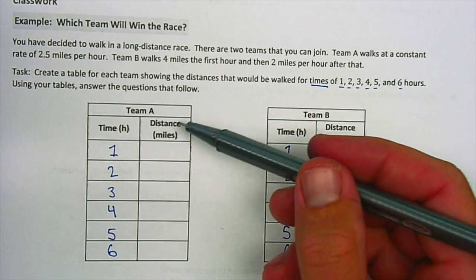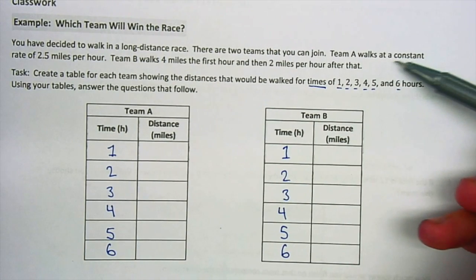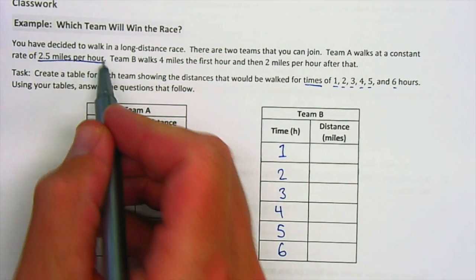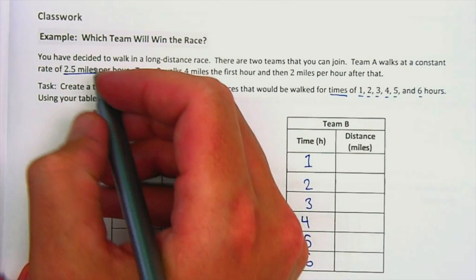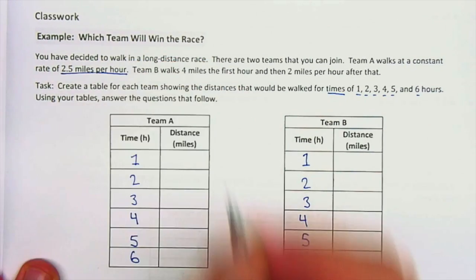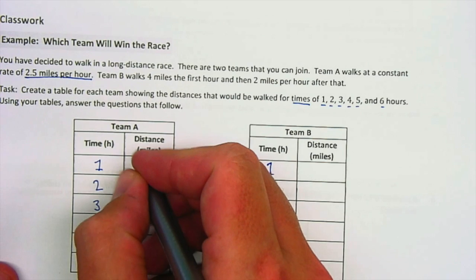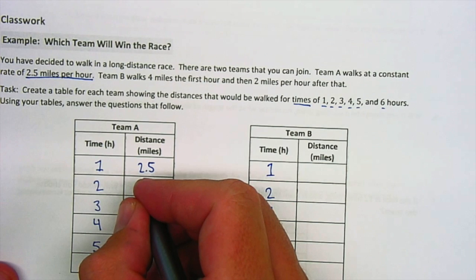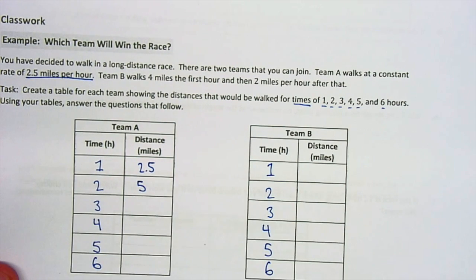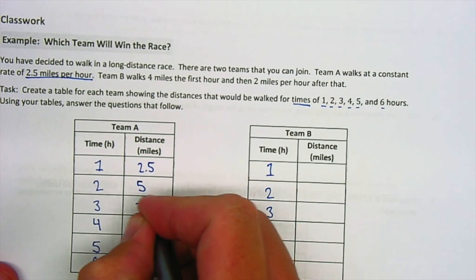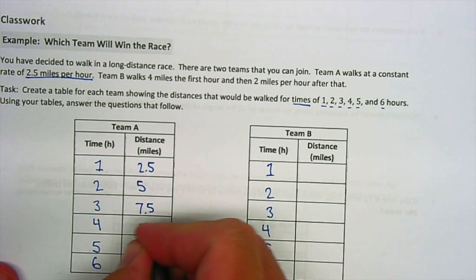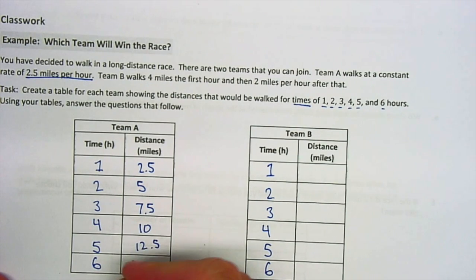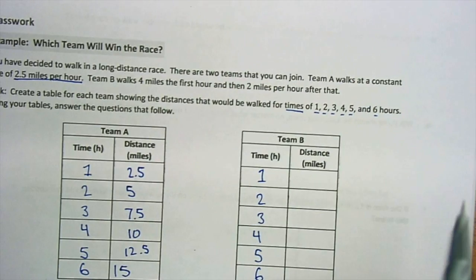Now, I'm interested in the distance. Well, if we look at Team A, we know Team A walks at a constant rate of 2.5 miles per hour. Now, 2.5 miles per hour is a unit rate. We're talking about how far someone's going per 1 hour. So we know that the first distance is going to be 2.5. And then if he walks for another hour, that's another 2.5, which becomes 5 miles. Then we get 7.5, 10, 12.5, and 15 miles.